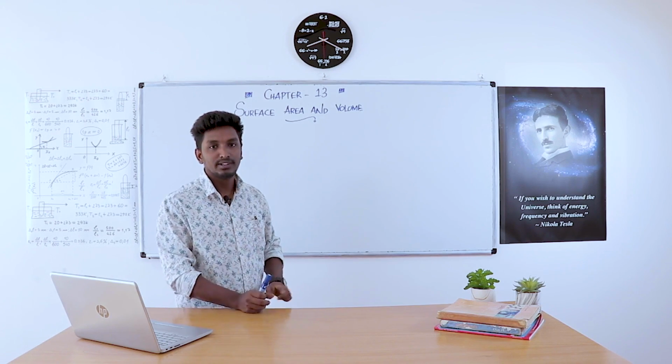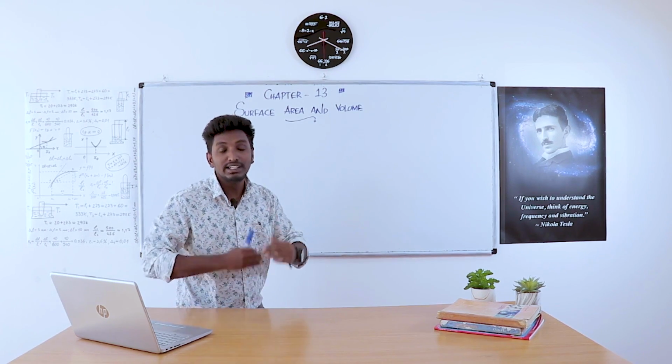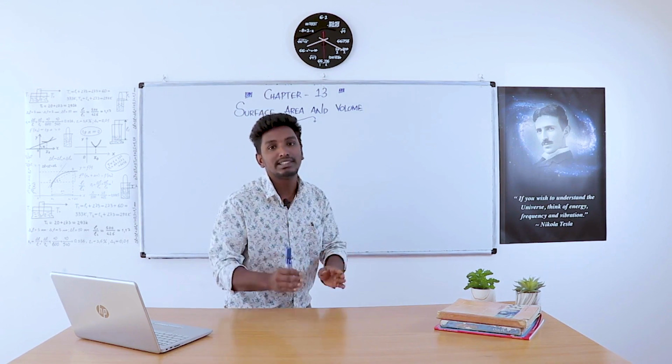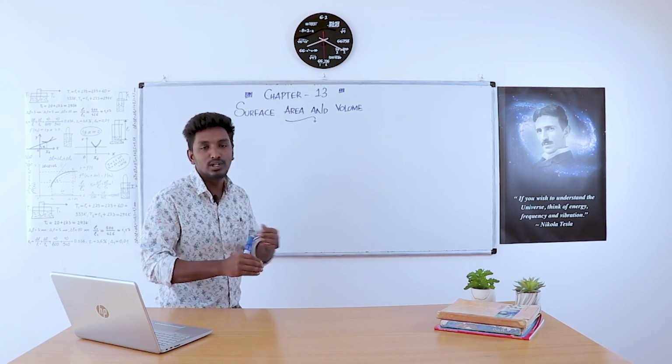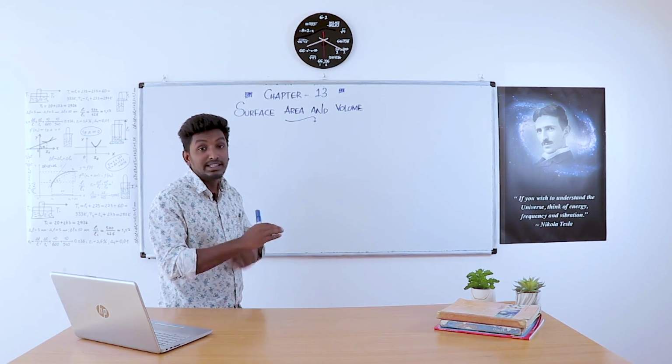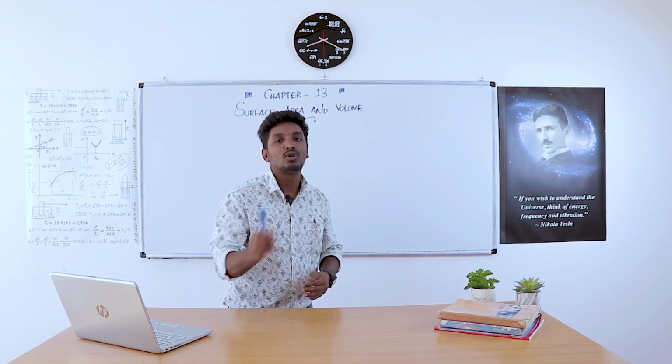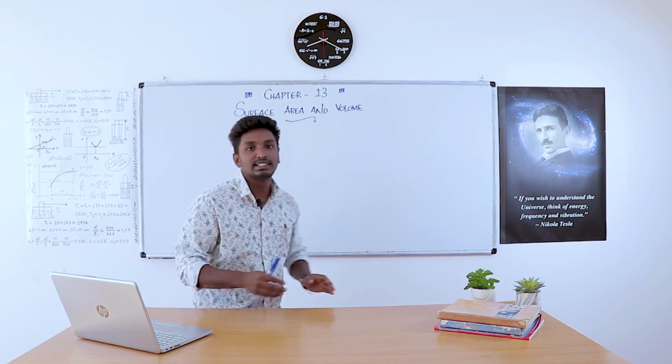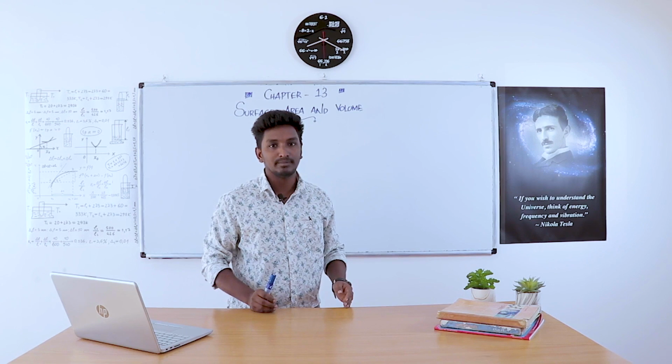First of all, we need to study the equations for finding surface area and volume for each shape. Then after that, we will solve problems related to surface area and volume of each shape separately. Clear?